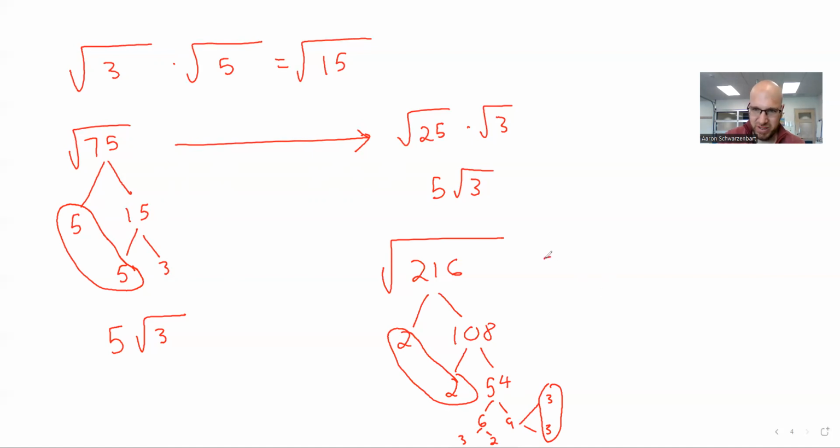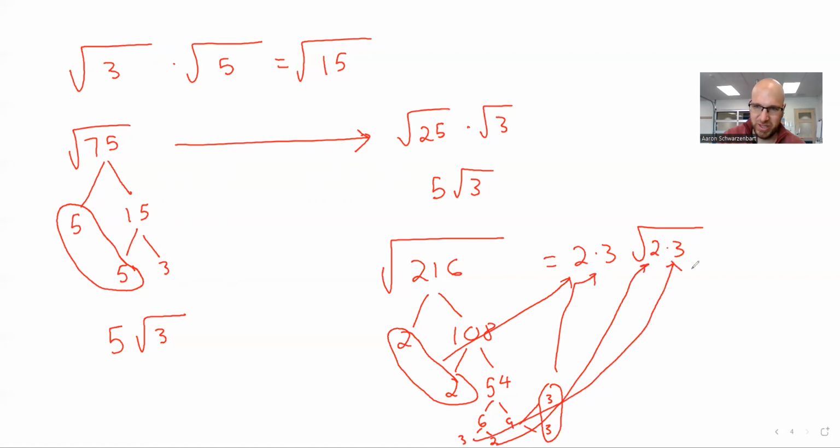So I take my pairs and I bring them out. That's 2 times 3. I'm only taking from the ends of my tree, okay? Do not take the 6 or the 9, we broke them out further, or the 54, or the 108. So these circled ones came out. The non-circled ones are in, and this is factors, so I'm multiplying them. 2 times 3 is 6. Square root of 6. Not often they come out to be the same number, but this one did.